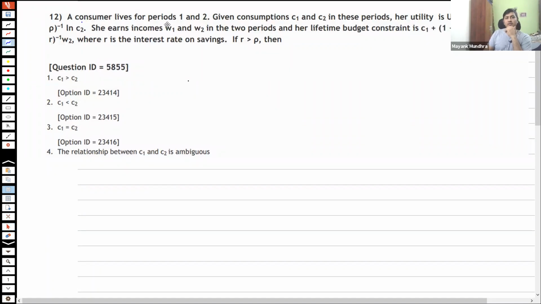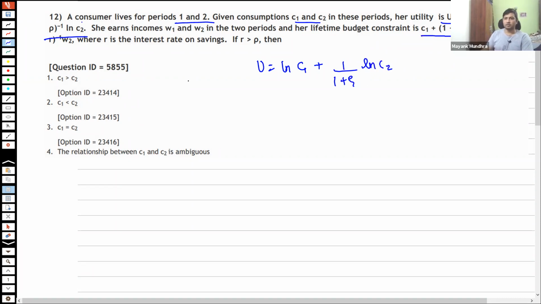So in this problem, we have a consumer who's living for two periods, 1 and 2, and consumption is C1 and C2 in these periods. Utility is basically log of consumption in period 1 plus, this is a little bad, they should really not use this format for writing like that. Half of the equation is here, half is here, which makes it horrible to do. Anyway, plus 1 by 1 plus rho times log of C2.